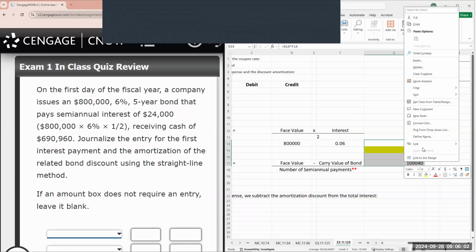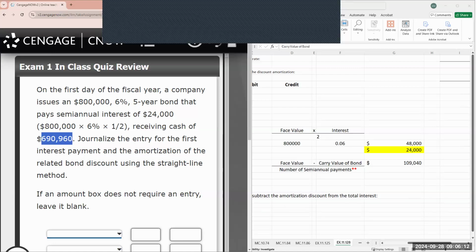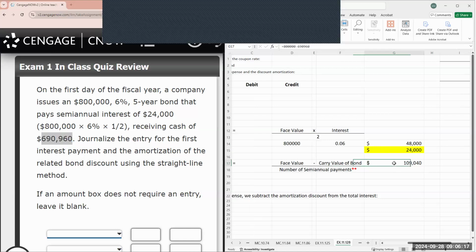So it's similar to how we accounted for it in the previous problem where we were dealing with the premium. The difference in this case is that we are dealing with a discount. The same rule applies. So the face value of 800,000 minus the carrying value of the bond, which is 690,960. The discount is 109,000. We divide it by the number of semi-annual payments. It is a 5-year bond. Payments are made twice a year. So 5 times 2 equals 10.